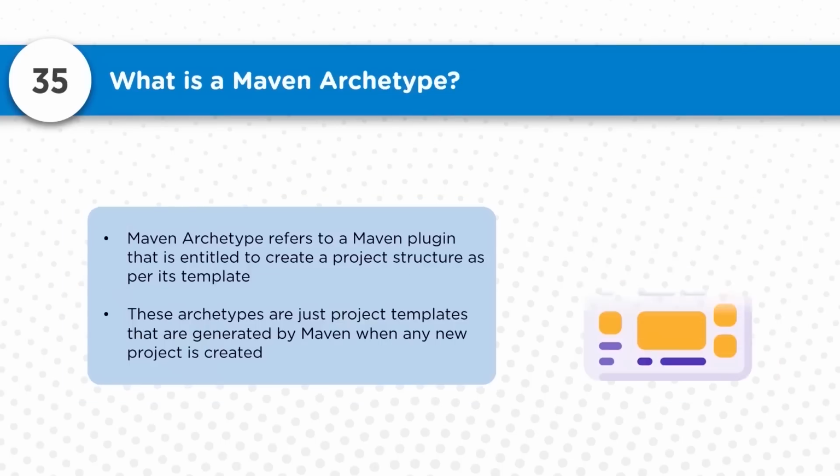Now what exactly is the Maven archetype over here? So Maven archetype refers to a Maven plugin that is used to create a project structure as per its template. These archetypes are just project templates that are generated by Maven when any new project is created. So this is something which we are using so that we will be able to create fresh new projects.